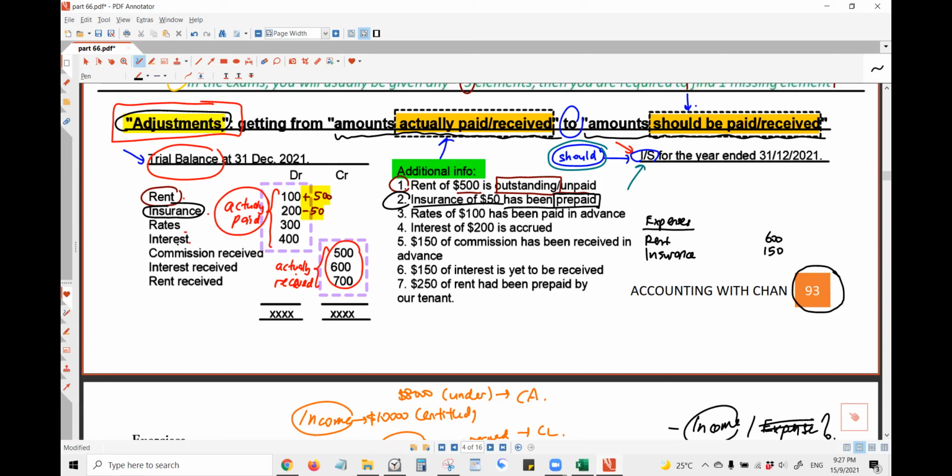I have many examples here for you to really understand. Rates. Rates is an expense.